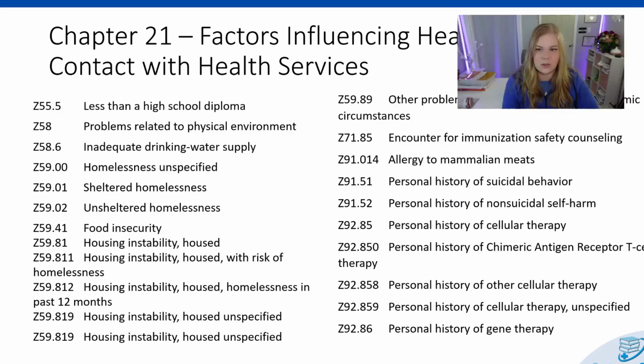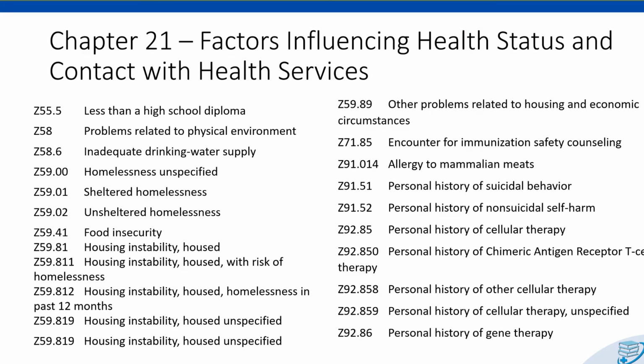Well, now we're tracking that a lot more through things like social determinants of health, which are a lot of these codes here. You can see things like the patient had food insecurity. They are having housing issues. They're homeless. And now we're differentiating even between a sheltered homelessness and an unsheltered homelessness. And then we also have this new code, Z91.014, which is our allergy to mammalian meats.